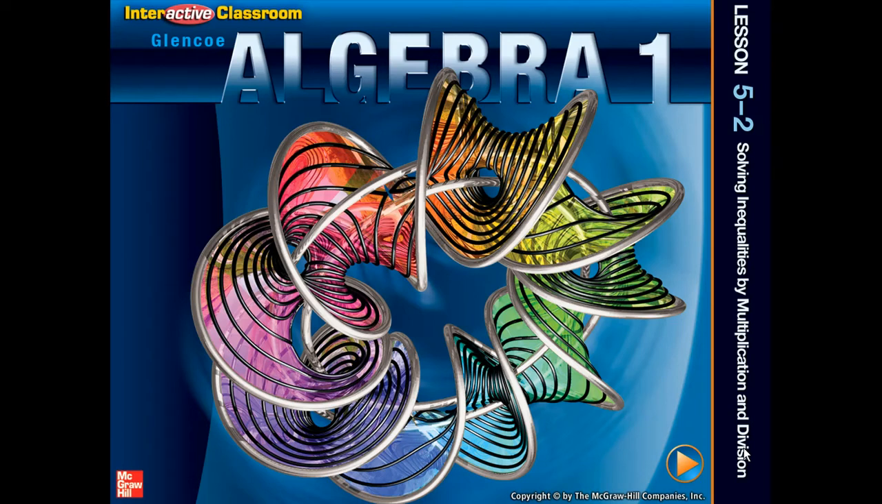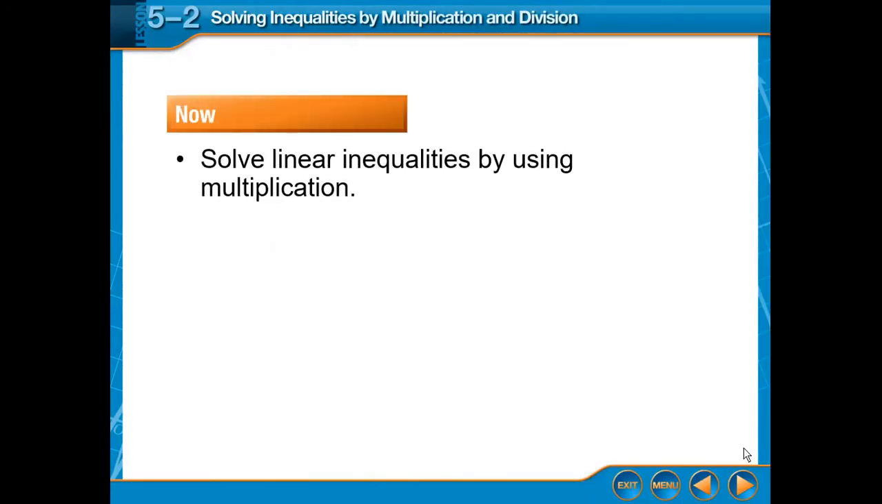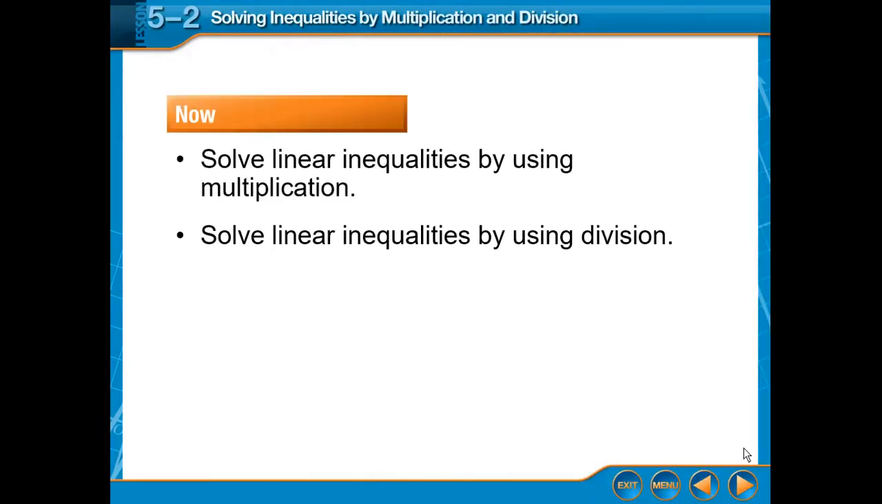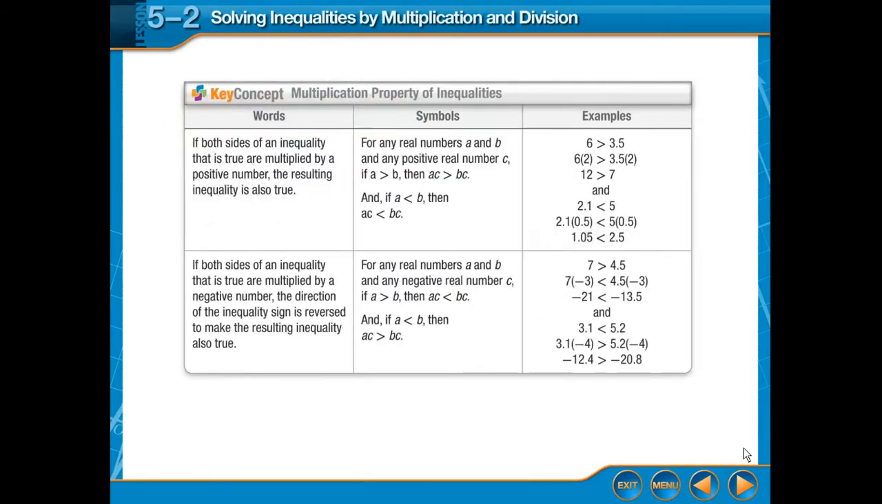Lesson 5.2, Solving Inequalities by Multiplication and Division. In this lesson you will learn to solve inequalities using multiplication and division. So, the multiplication property of inequalities.